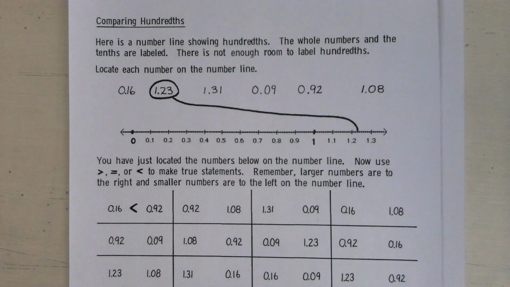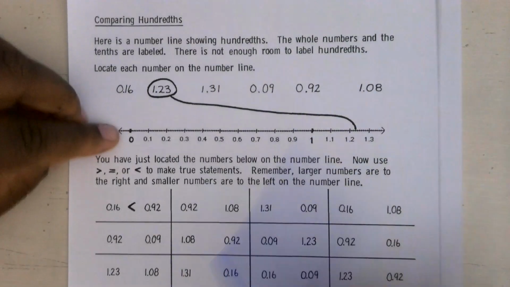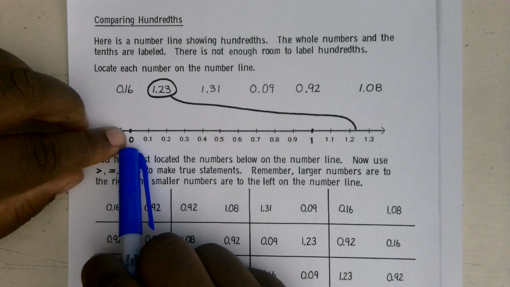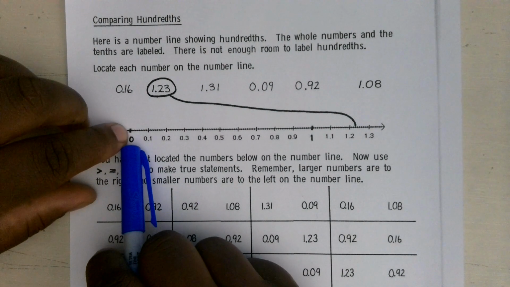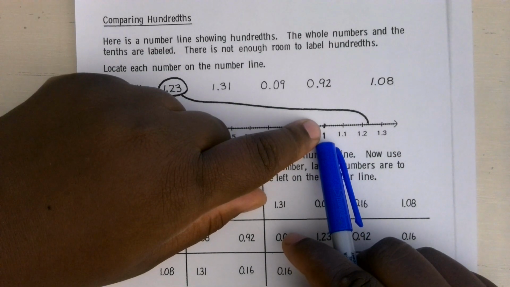Comparing hundredths. This is very similar to comparing tenths. You can just use the unit rule. We're going to be putting them on a number line here. So here's a number line showing hundredths. Notice here's 0 whole units, and this is 1 whole unit.